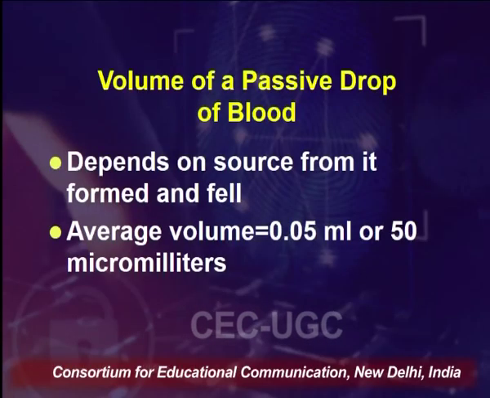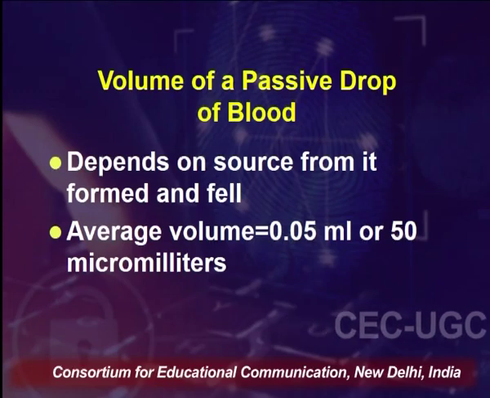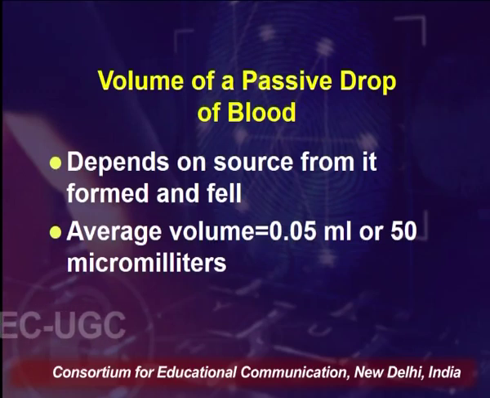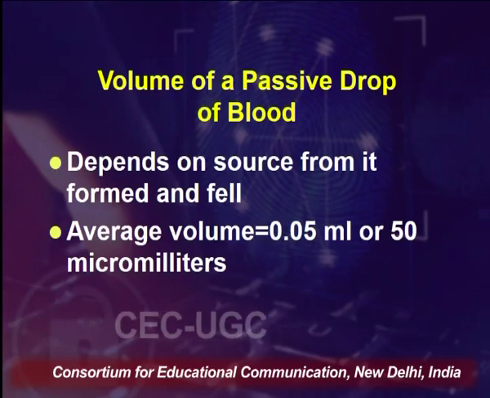If we are talking about the volume of a passive drop of blood, it depends on the source from which it formed and fell. So, the average volume is around 0.05 ml, or we can say it is 50 microliters.